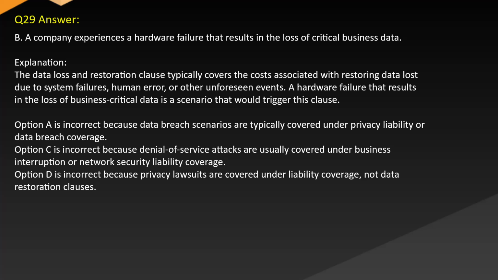Option A is incorrect because data breach scenarios are typically covered under privacy liability or data breach coverage. Option C is incorrect because denial of service attacks are usually covered under business interruption or network security liability coverage. Option D is incorrect because privacy lawsuits are covered under liability coverage, not data restoration clauses.